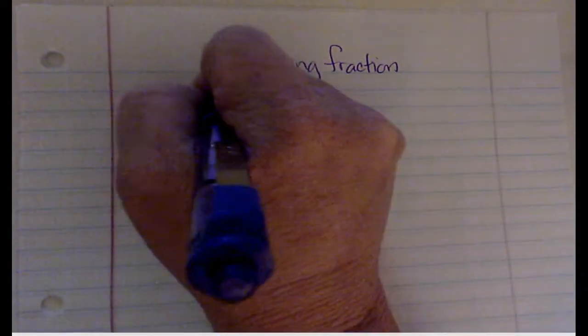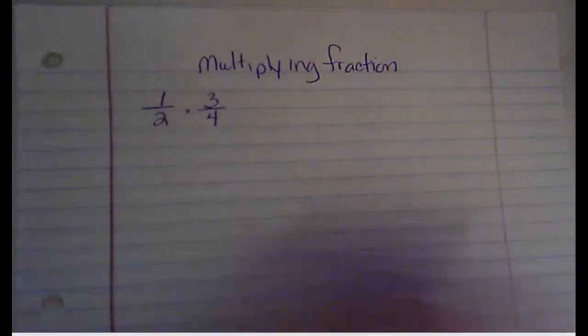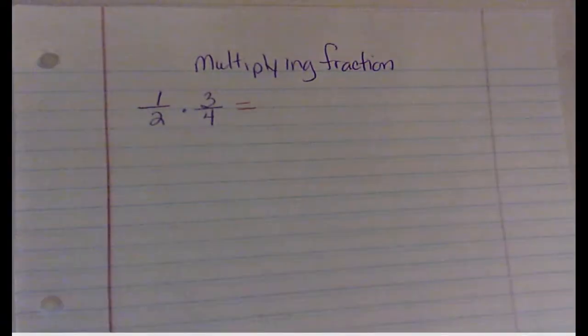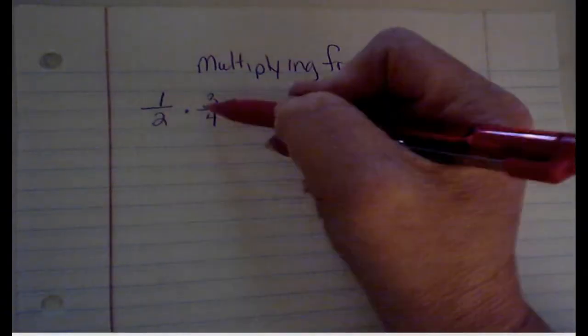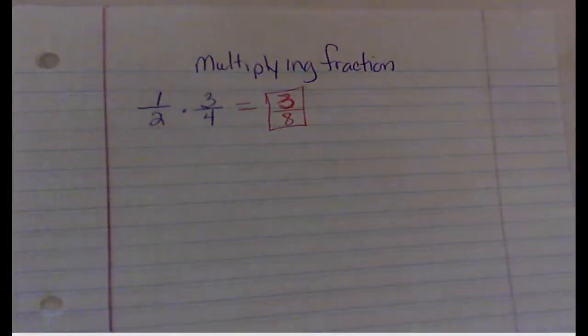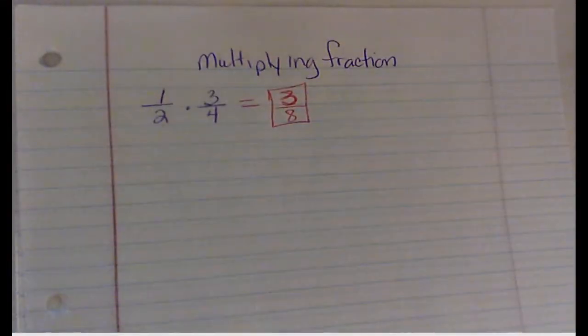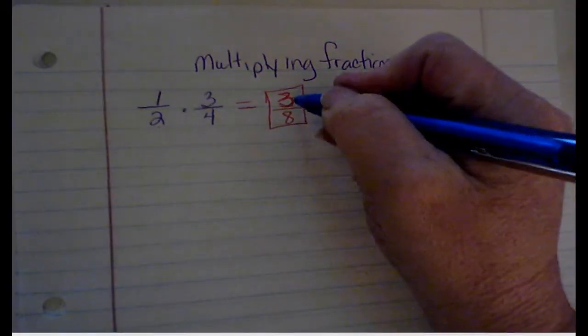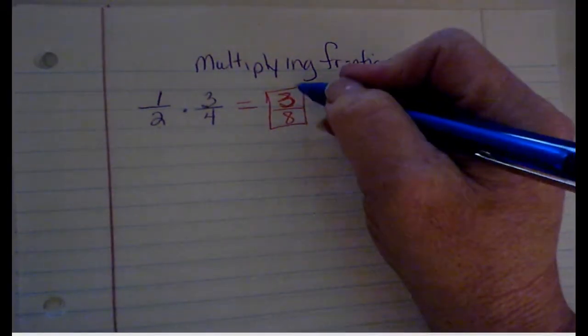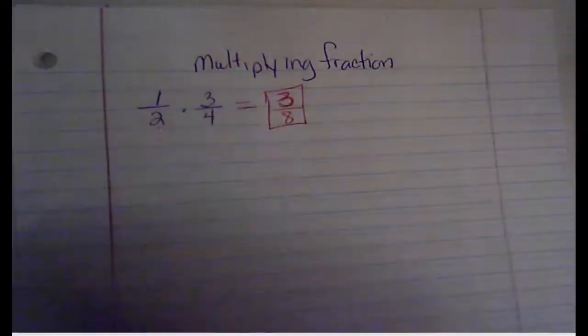1/2 times 3/4. Multiplying fractions is a lot easier than adding and subtracting fractions. You multiply across. 1 times 3 is 3. 2 times 4 is 8. So my answer is 3/8. I do not have to simplify this one because there is nothing that can go into 3 or 8. There's not a number I can divide 3 and 8 both by.